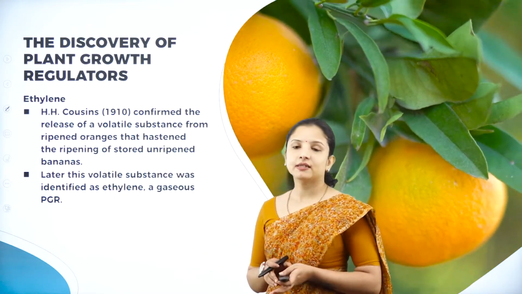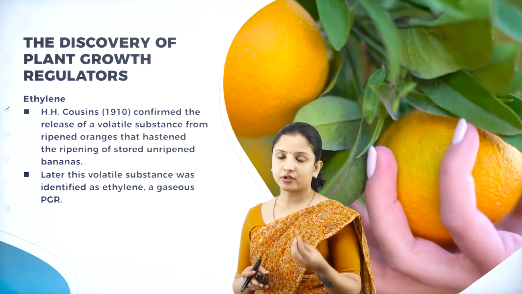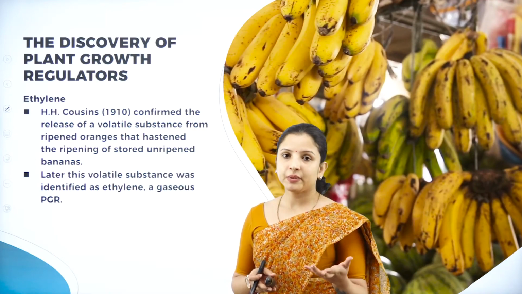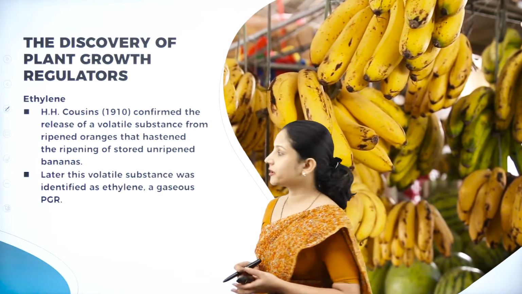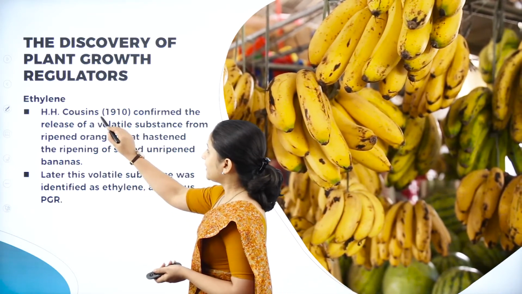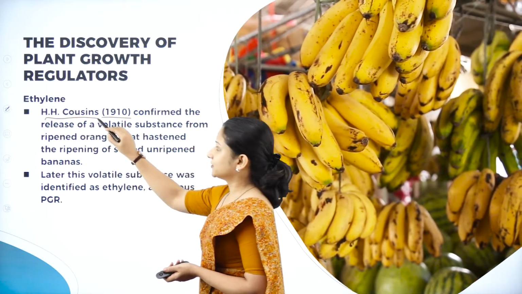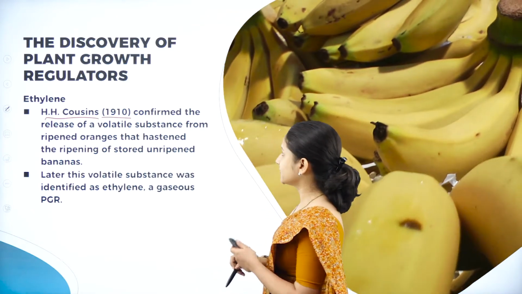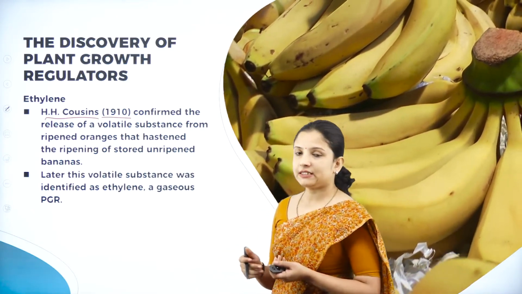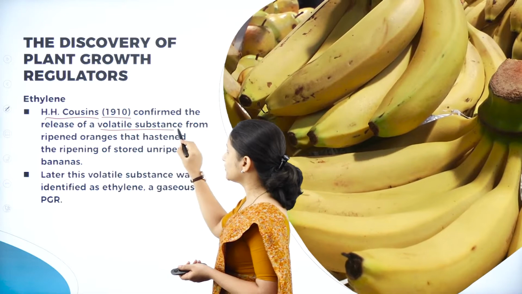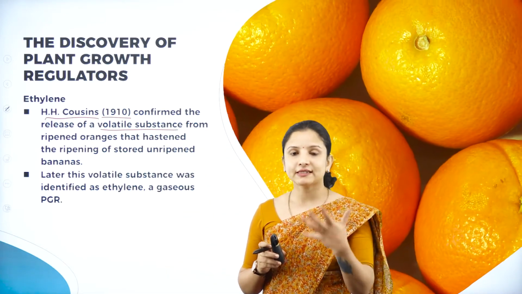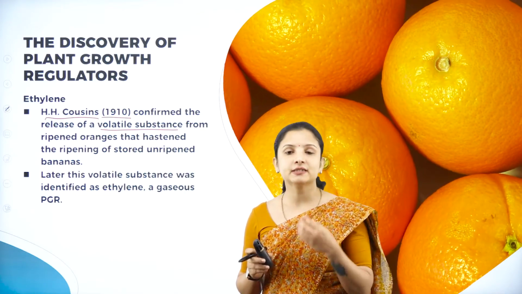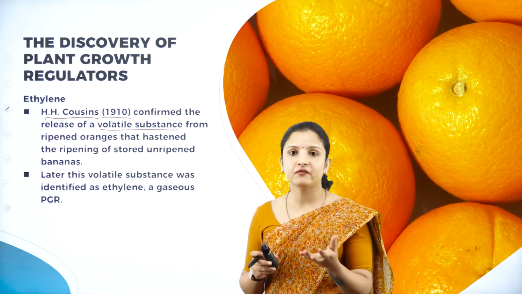Next is ethylene. Ethylene is a gaseous plant growth regulator, which is an inhibitor. It neither belongs to group 1 nor group 2 plant growth regulators. In 1910, a scientist named H.H. Cousins confirmed the release of a volatile substance. Volatile substance means they are capable of evaporating, because ethylene is a gaseous compound. It is volatile in nature.